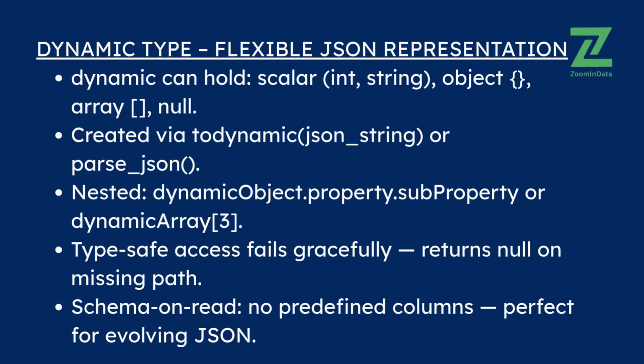This is pure schema on read. No need to predefine columns, ideal for evolving JSON payloads where fields come and go. Dynamic gives you the flexibility of JSON without forcing rigid tables.